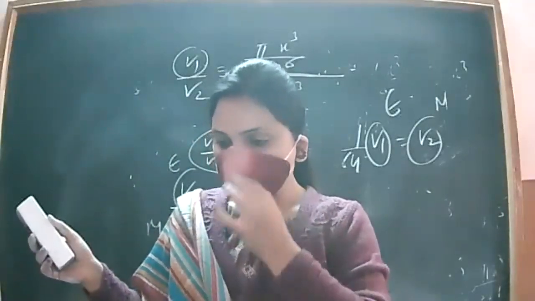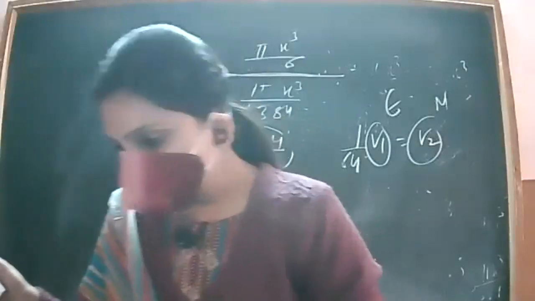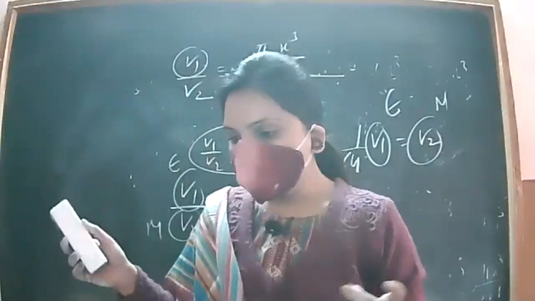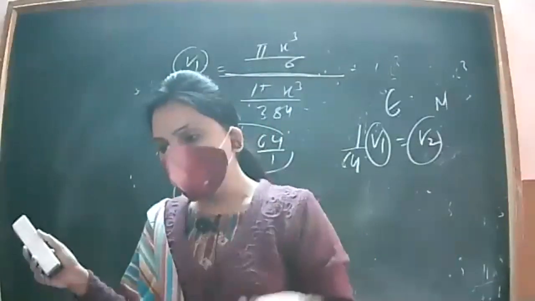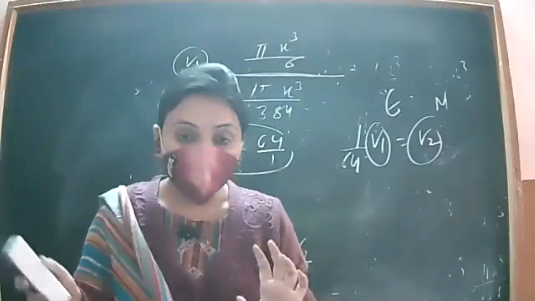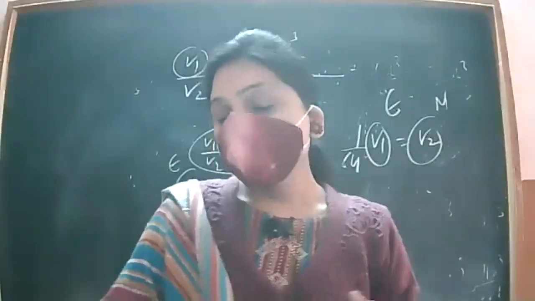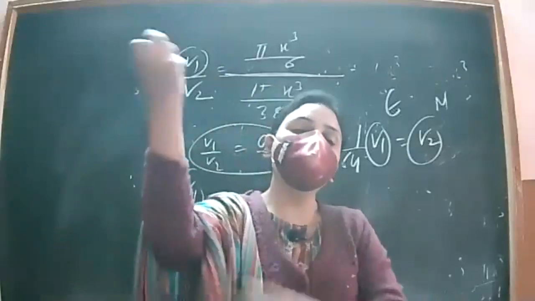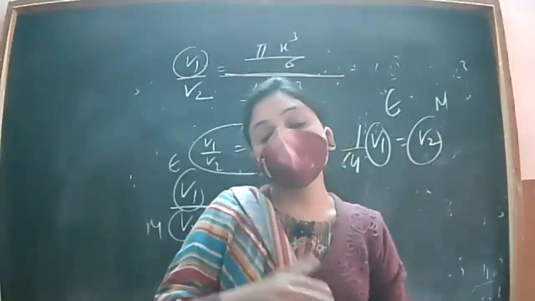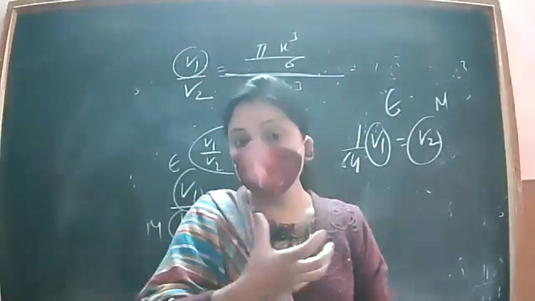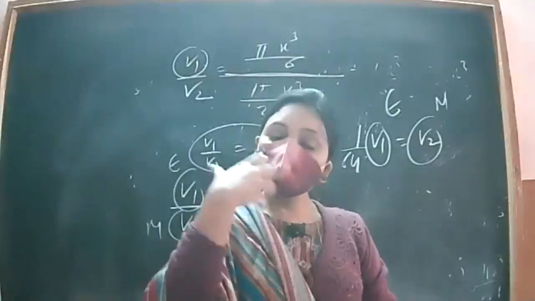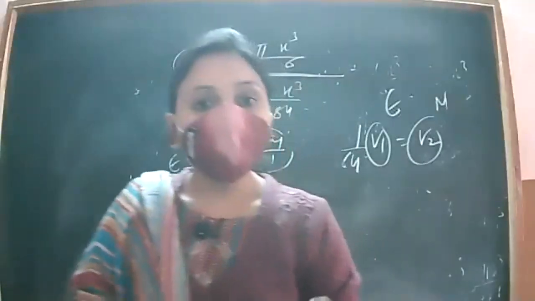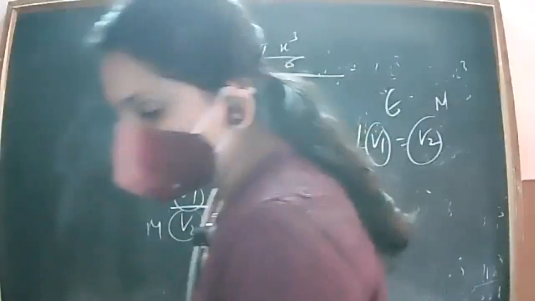Fifth question we are going to start with. How many liters of milk can a hemispherical bowl of diameter 10.5 centimeters hold? That means indirectly we want to find the capacity of the hemispherical bowl, and we know that the quantity of liquid that a solid can hold is indirectly its volume. चलिए, let us start.